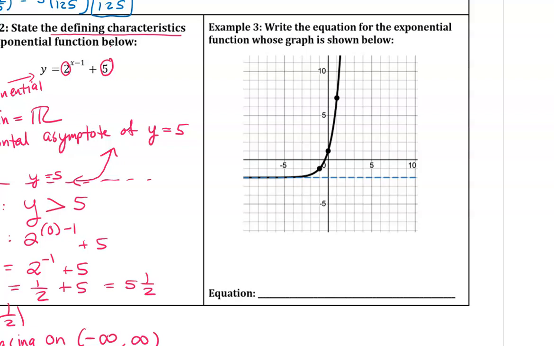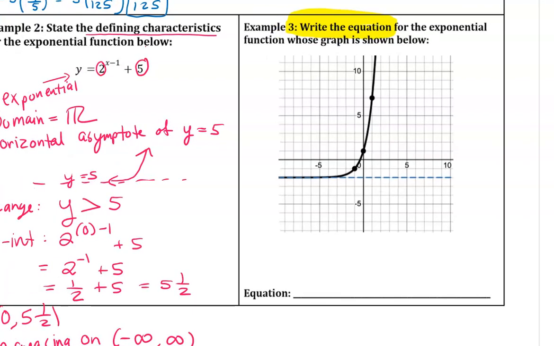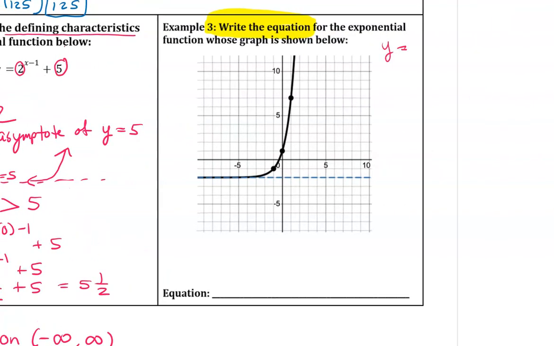Then lastly, we come to example 3, which is given the graph of the exponential function, let's see if we can write the equation. Now, this type of equation will be more challenging, I have to admit, than the other ones because of the fact that we're going to have to write our equation in this form. So it's going to be a times some base to the power of x minus h plus k. So there are literally 4 things that we have to find. We need to know what a is, what b is, what h is, and what k is.